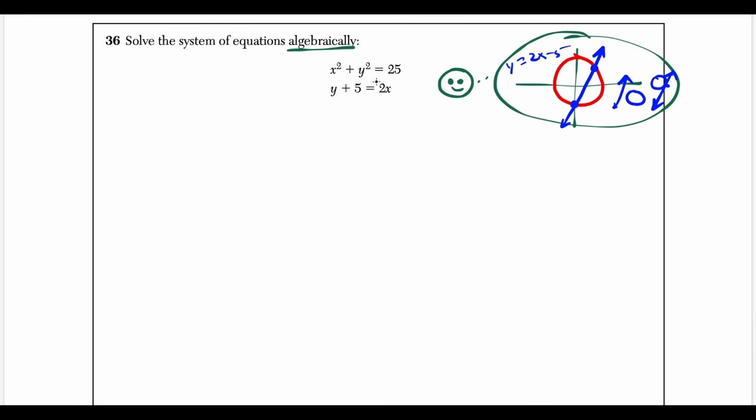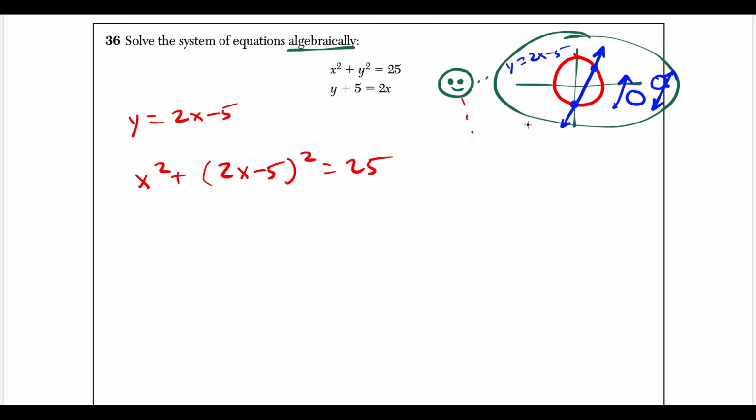So what we could do here is we could solve this for y. We could say y equals, if we subtract 5 on both sides, we have 2x minus 5. And now what we could do is plug this into the first equation. So we're solving the system by substitution. So we'll have x squared plus, and instead of y squared equals 25, we're replacing y with 2x minus 5.